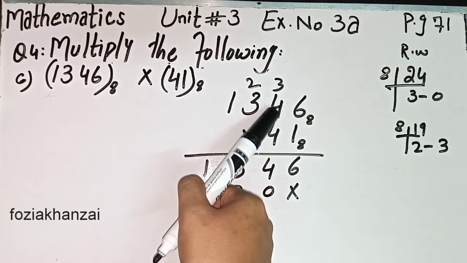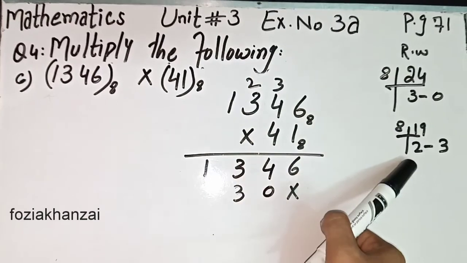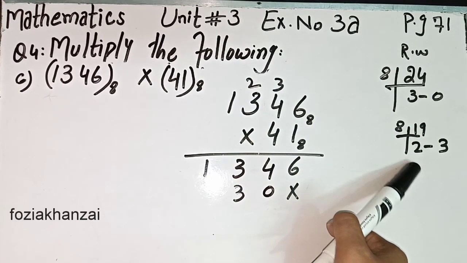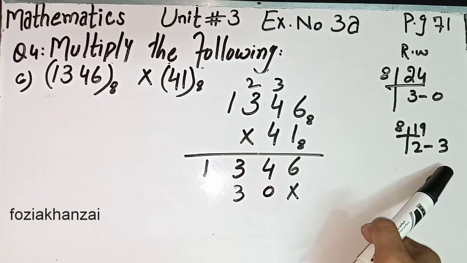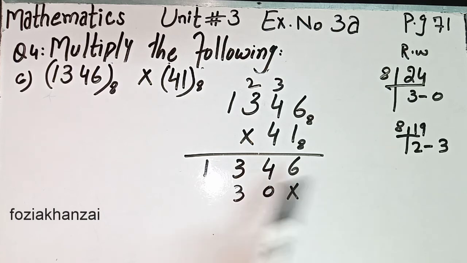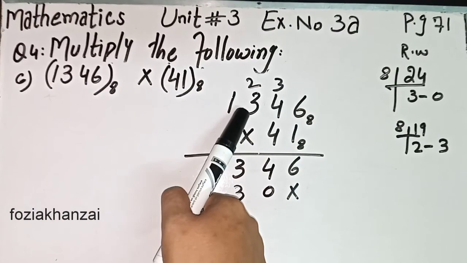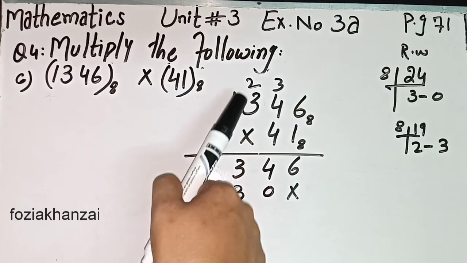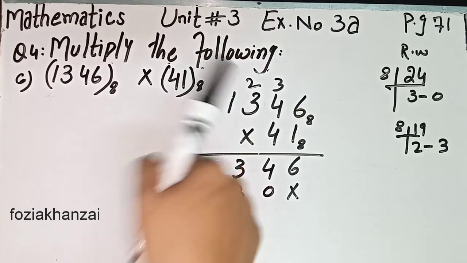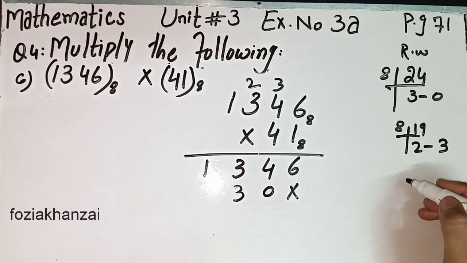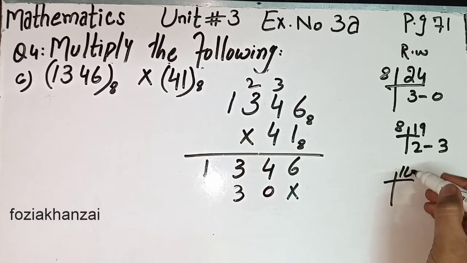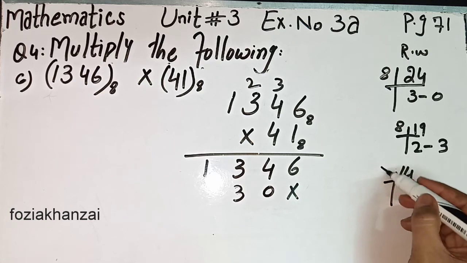4 4s are 16, 17, 18, 19. We convert into base 8 system. 19 equal to 23. 3 we write over here, 2 carry. Now 4 3s are 12. 4 1s are 4, 4 2s are 8, 4 3s are 12. 12 plus 2, 14. 14 convert into base 8 system.